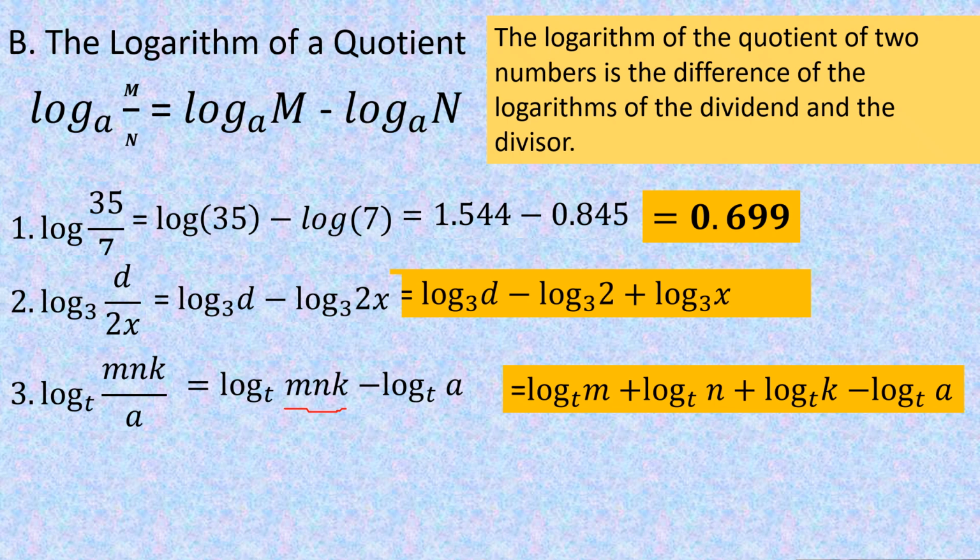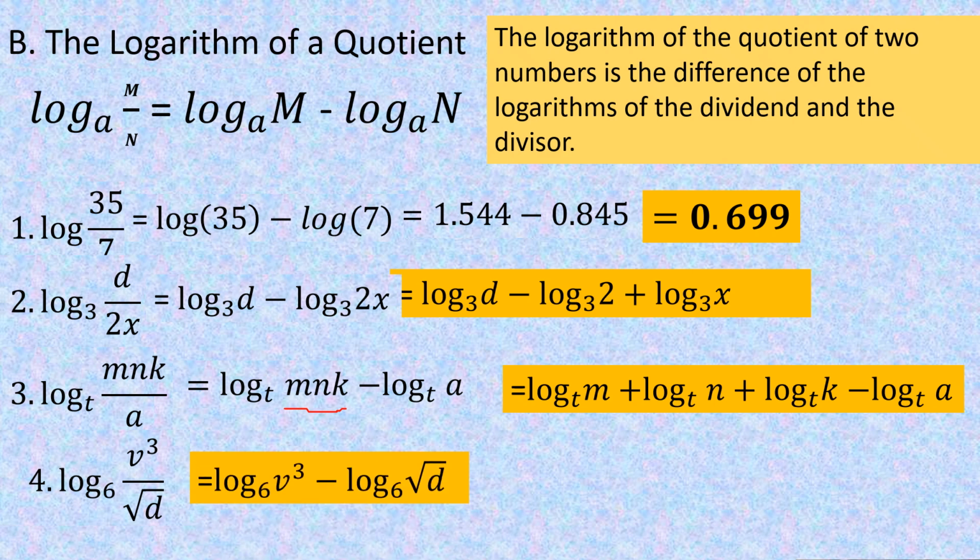Okay, let's proceed to the next, number 4. Log of v cubed over square root of d to the base 6. First, we are going to apply the logarithm of a quotient by subtracting the logarithm of the divisor from the dividend. So we have log of v cubed to the base 6 minus log of square root of d to the base 6. But remember that that is already final, because we are only applying the logarithm of a quotient by subtracting their logarithms. So let us proceed now to the next.